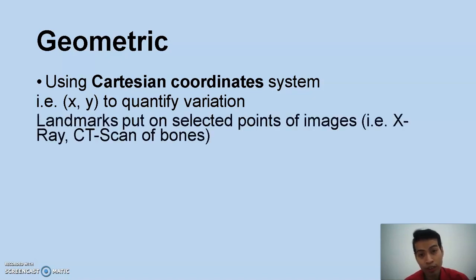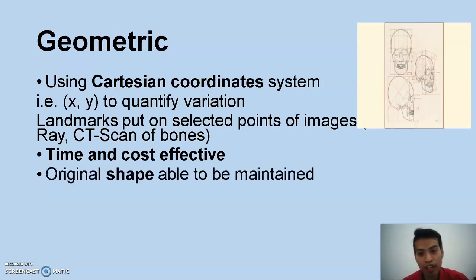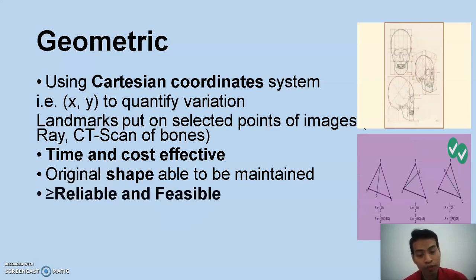Basically, what we need to do is just putting the landmarks on selected points of the bones presented on certain digitalized images such as X-ray or CT scans, and these points usually will be outlining the periphery part of the bones, covering the bone shape as a whole. So because of that, it's more time and also cost effective as compared to traditional morphometric method, and the original shape of the bones is able to be maintained. By having said so, geometric morphometric is more reliable and feasible to be conducted.